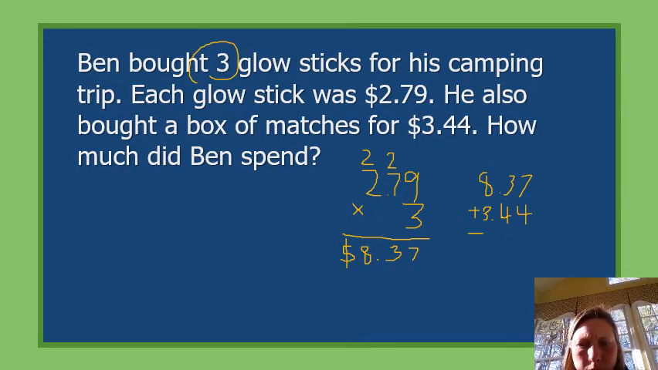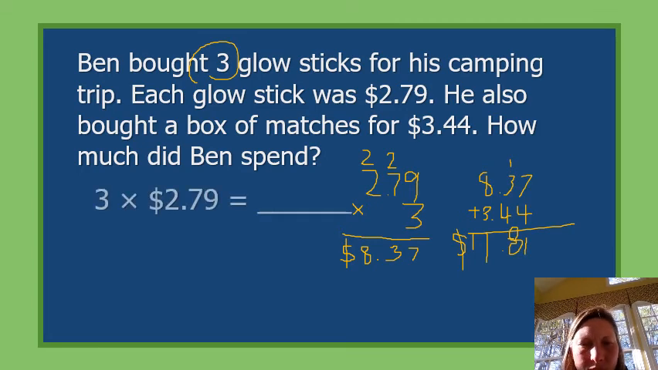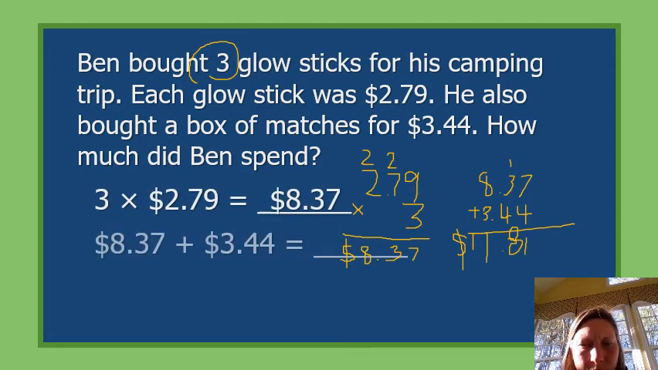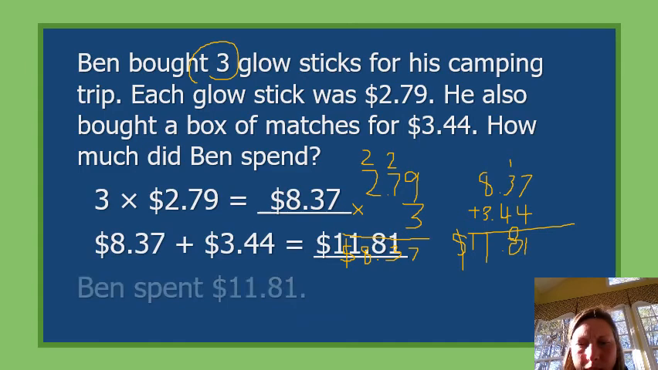Okay. 7 plus 4 is 11. 3 plus 4 is 7, plus 1 is 8. Look at that, I can't write an 8. And 8 plus 3 is 11. All right, let's see if we get it right. Yay, we are so smart.